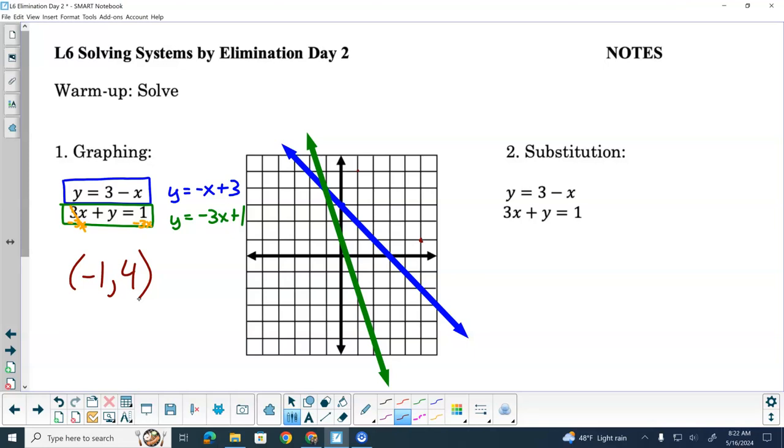Mr. Gomez, what should we do now? And don't say go to number 2. We should check our answer, right? Do you remember how we check our answer?